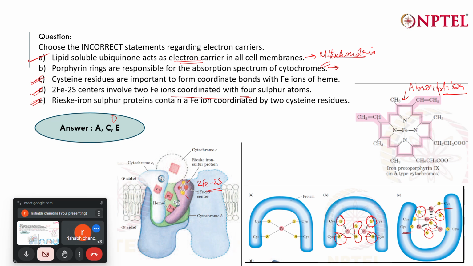So, any doubts? Okay, so D, because as I said, in Rieske iron sulfur complex, 2Fe2S is listed. So that means with 2Fe, two sulfur atoms are actually involved in coordinate bond. But the D statement says that 2Fe2S centers involve two Fe ions coordinated with four sulfur atoms. So instead of four sulfur atoms, it would be two sulfur atoms.